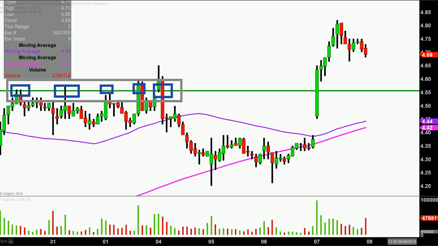Well, like I said, according to the rule, when resistances are broken, which it was broken right there, you want to see them act as support. So while I'm not going to call the entire chart ruined if the price were to come down here and then break below 455 and keep going, I will say that the chart would look a whole lot healthier if the price were to come down there, bounce around, and then start to work its way back upwards.